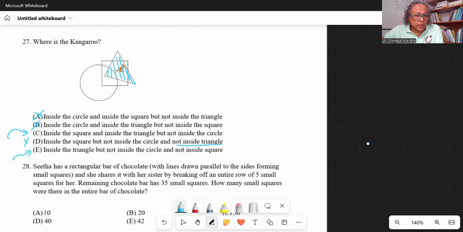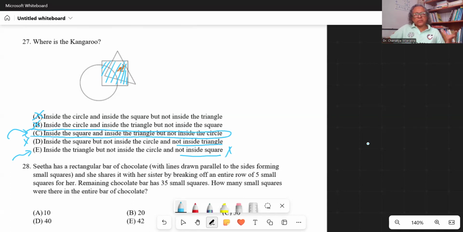So let's check whether the kangaroo is inside the square or outside the square. Let's color the square. When you color it, you can see that even the kangaroo gets colored. That means it is inside the square. This option says not inside the square, so this is also out. Therefore, the answer is C. Inside the square, inside the triangle, but not inside the circle.